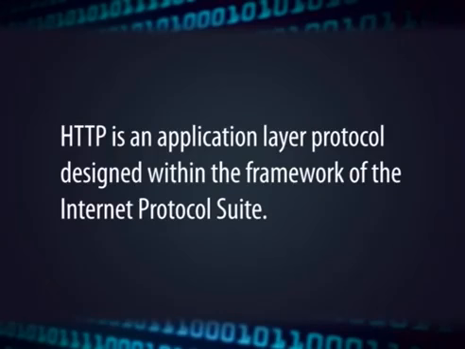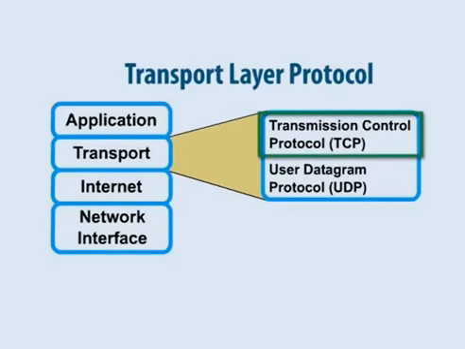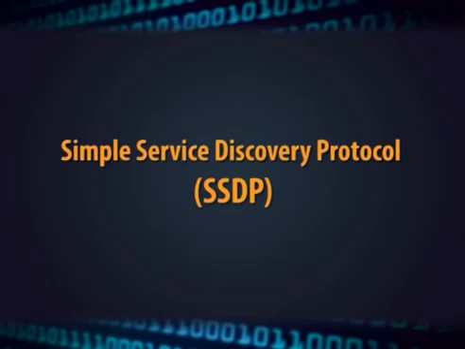HTTP is an application layer protocol designed within the framework of the Internet Protocol Suite. Its definition presumes an underlying and reliable transport layer protocol. Transmission Control Protocol, that is TCP, is commonly used. However, HTTP can use unreliable protocols such as User Datagram Protocol, that is UDP, for example, in Simple Service Discovery Protocol, that is SSDP.